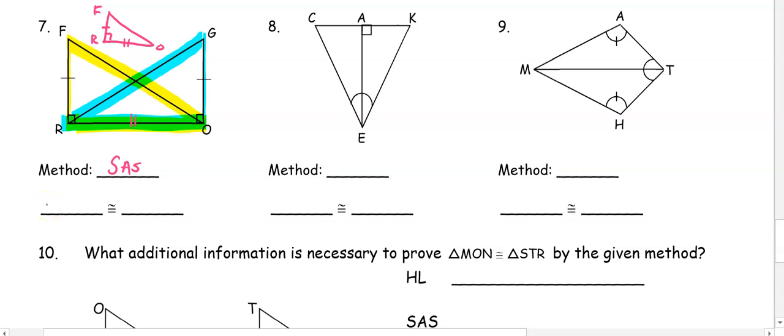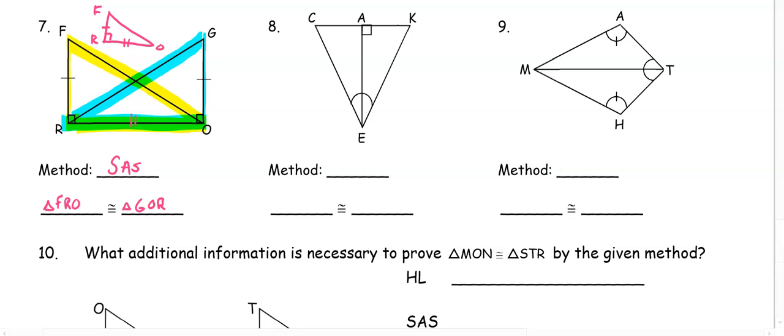Now, because the triangles aren't named, we can name them either way. So I'm going to name triangle FRO is congruent to triangle GOR. In this case, O and R are different angles, right? In the yellow triangle, R is representing a right angle, but in the blue triangle, R is representing a smaller angle.